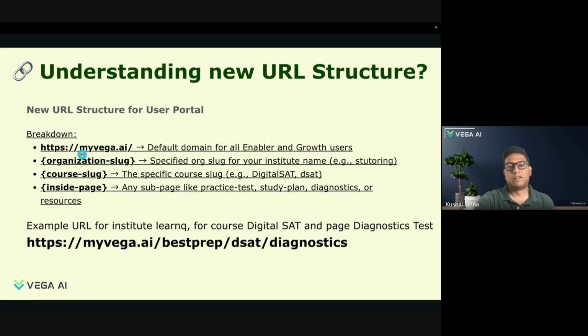But going forward, this is again for enabler and growth plan people. It will be myvega.ai and the organization slug that you have, the course slug, and then any subpages like practice test, study plan, diagnostic, anything. It will go like that.